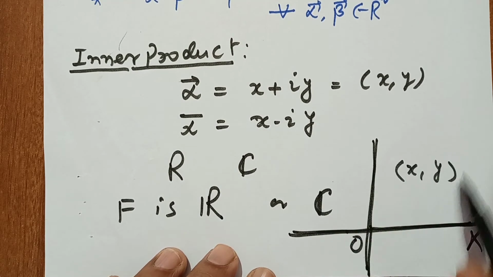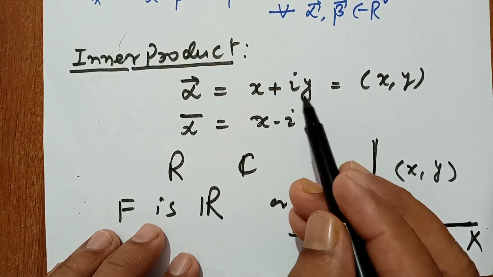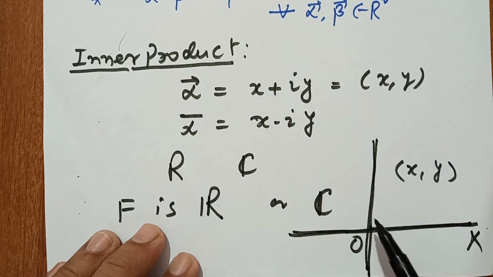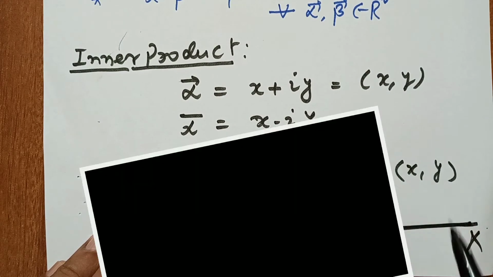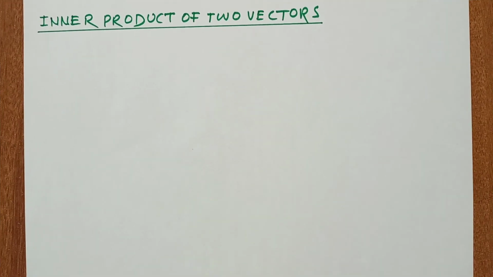So the form of this number is x plus iy, and its conjugate is x minus iy. So this is the imaginary axis. Okay, inner product of two vectors.